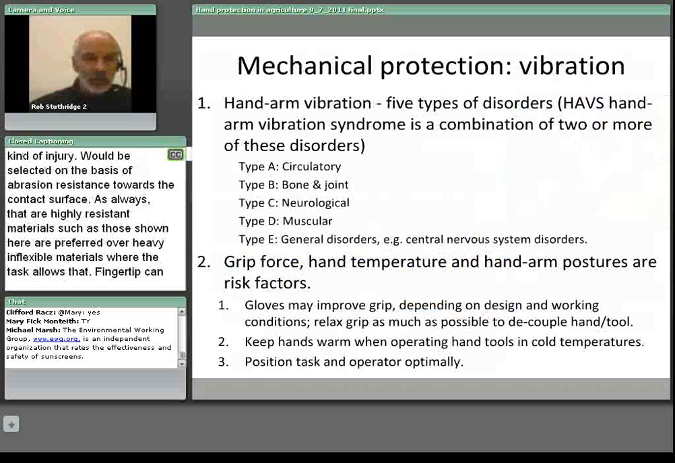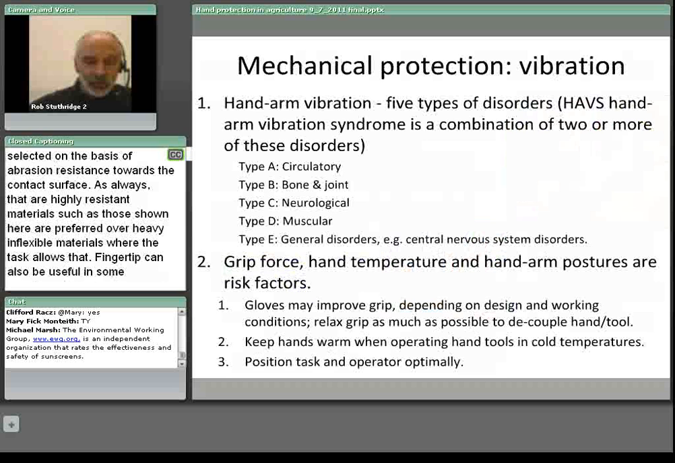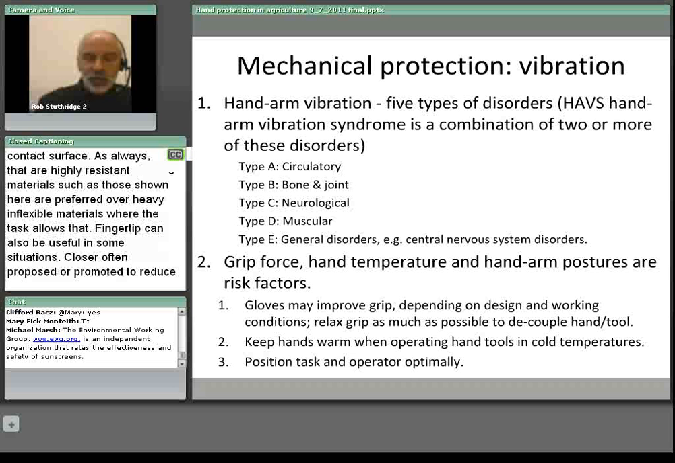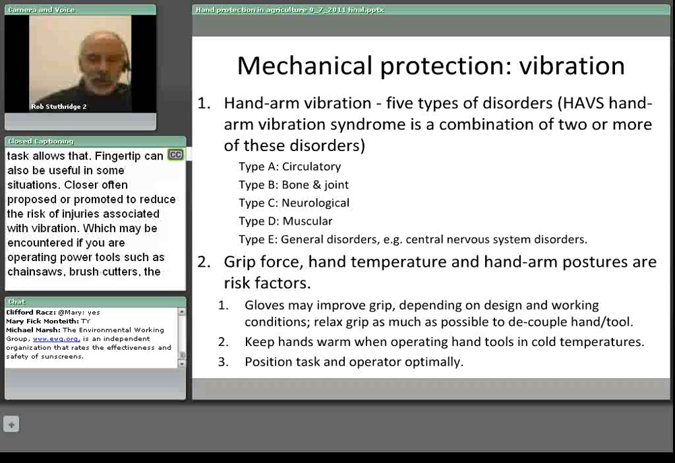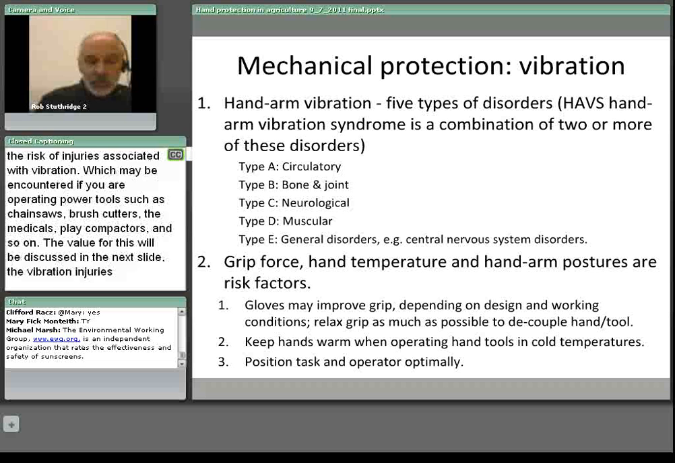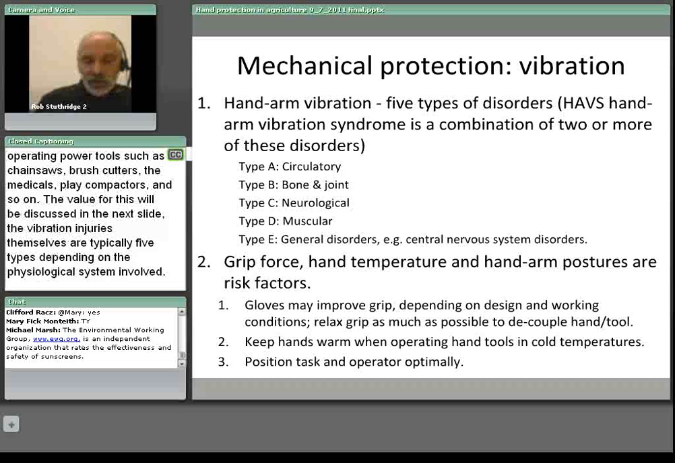Gloves are often proposed or promoted to reduce the risk of injuries associated with vibration, which may be encountered if you're operating power tools such as chainsaws, brush cutters, or pneumatic drills, plate compactors, and so on. Their value for this will be discussed in the next slide, but vibration injuries themselves are typically of 5 types depending on the physiological system involved, hence the term circulatory, skeletal, neurological, muscular, and others of a more complex nature such as those affecting the central nervous system in general.